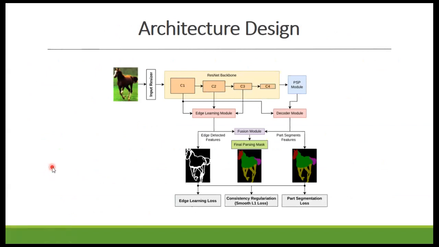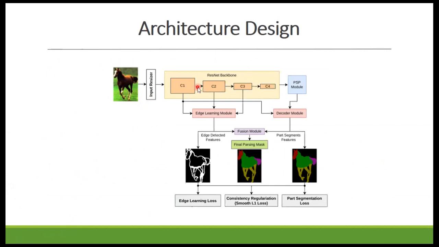Yes, thank you, Aditya. So moving on to the architecture design. We have the input image. We'll pass this input image to the input resizer. The input resizer is nothing but the preprocessing stage. Preprocessing consists of image resizing along with transformations. And then we pass it to the CNN architecture. Currently as our baseline, we have used ResNet 101. We'll extract the features from the CNN architecture.